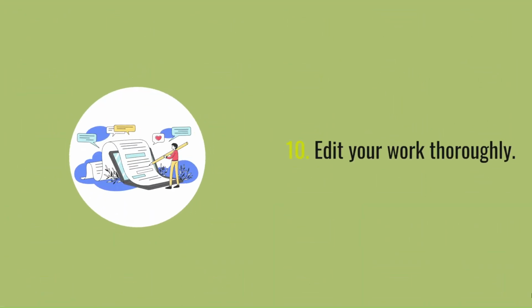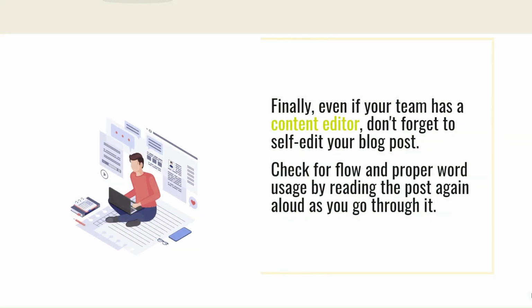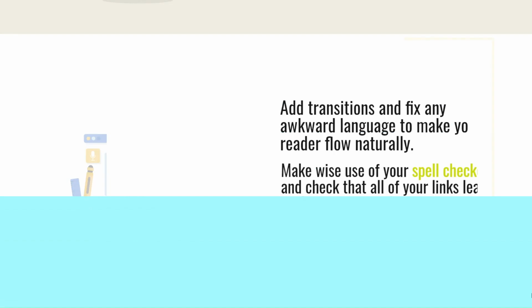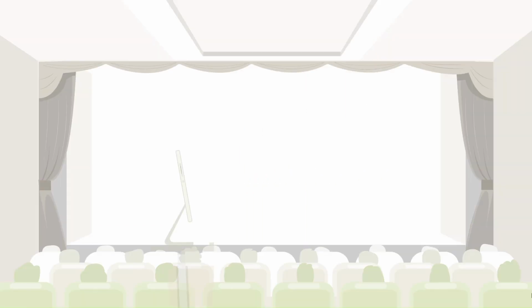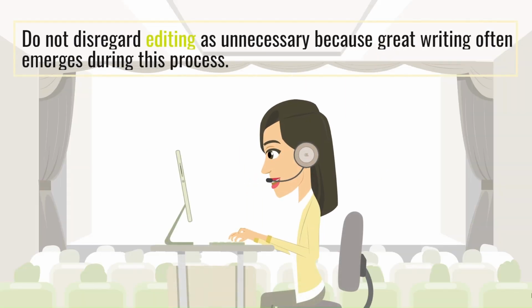10. Edit your work thoroughly. Finally, even if your team has a content editor, don't forget to self-edit your blog post. Check for flow and proper word usage by reading the post again aloud as you go through it. Add transitions and fix any awkward language to make your reader flow naturally. Make wise use of your spell checker, and check that all of your links lead to the appropriate locations. Do not disregard editing as unnecessary because great writing often emerges during this process.